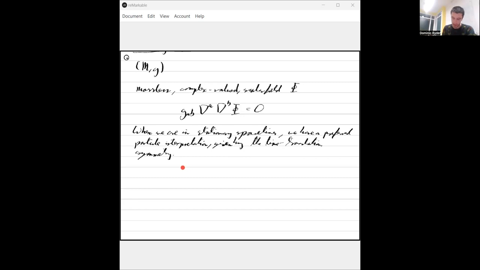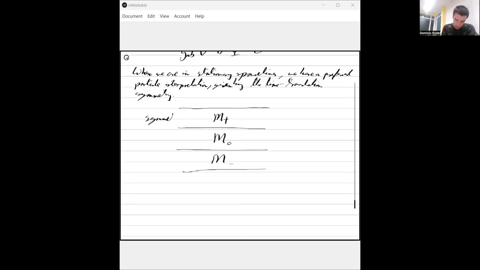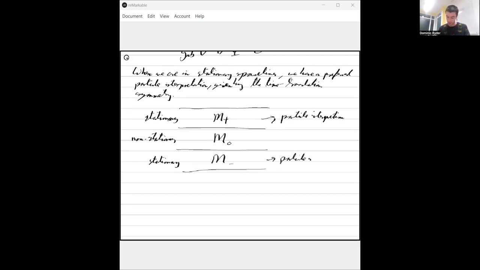So suppose I have a spacetime which I can divide into 3 regions. Call them M plus, M0, M minus. And let's say that the M plus region is stationary, and the M minus region is stationary. But the M0 region is non-stationary, so it doesn't admit a time-like Killing vector field. Therefore, we can have a particle interpretation here in M plus defined with respect to our time-like Killing vector field in this region, and a particle interpretation here. But there's going to be no unique, preferred particle interpretation in this region.